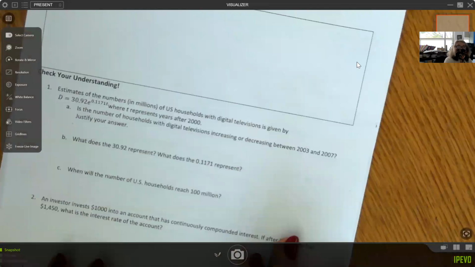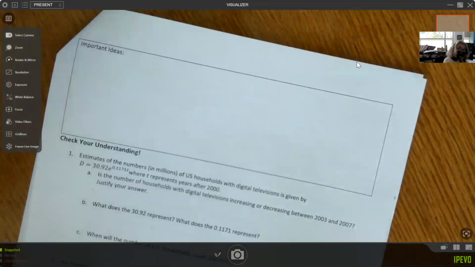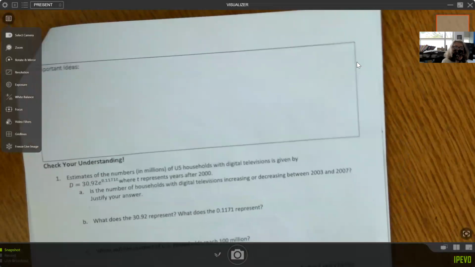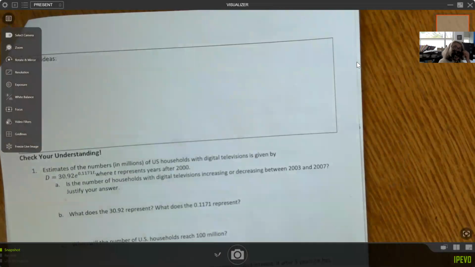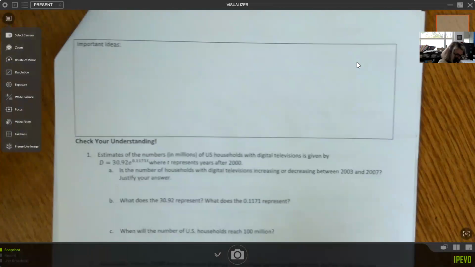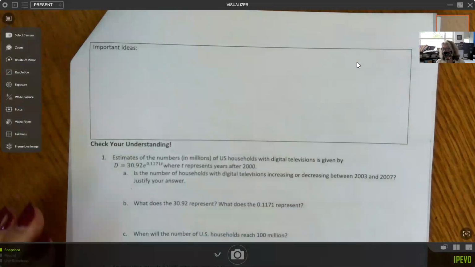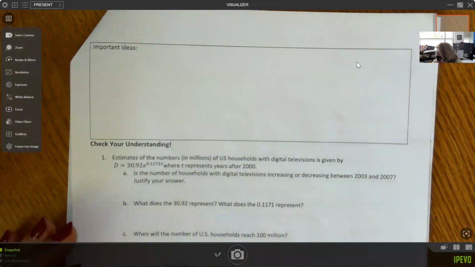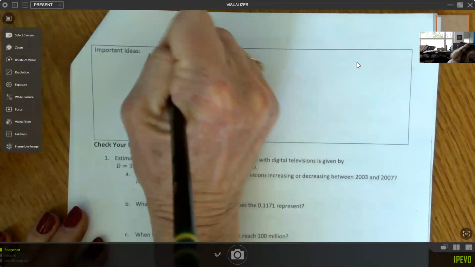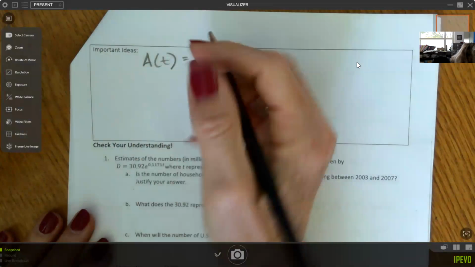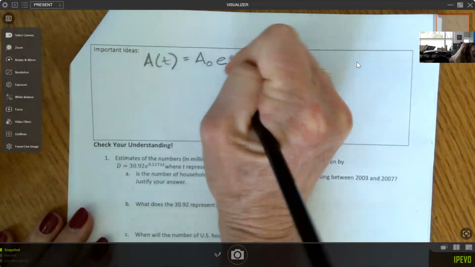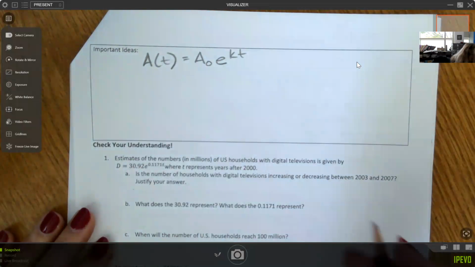Okay, now let's fill out our important ideas. Like when we first did the e, maybe you don't at first see how useful it is. But e, the natural log, is very useful for all of these naturally occurring growth and decay situations. This is what we're going to use to model this. The amount you have left after some time is the initial amount times e raised to the kt.